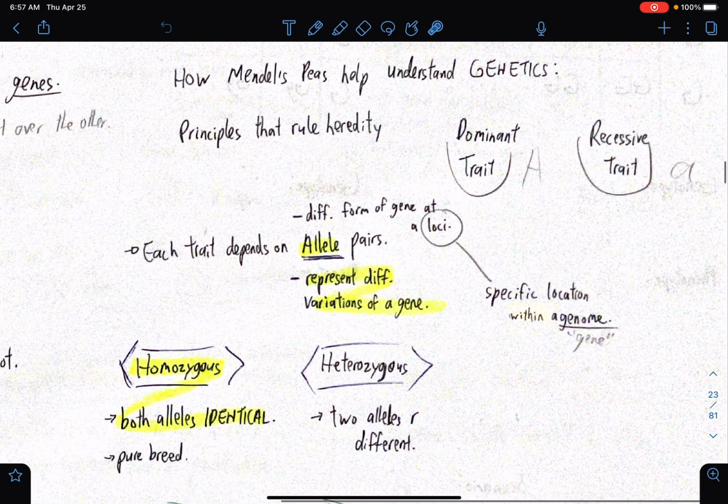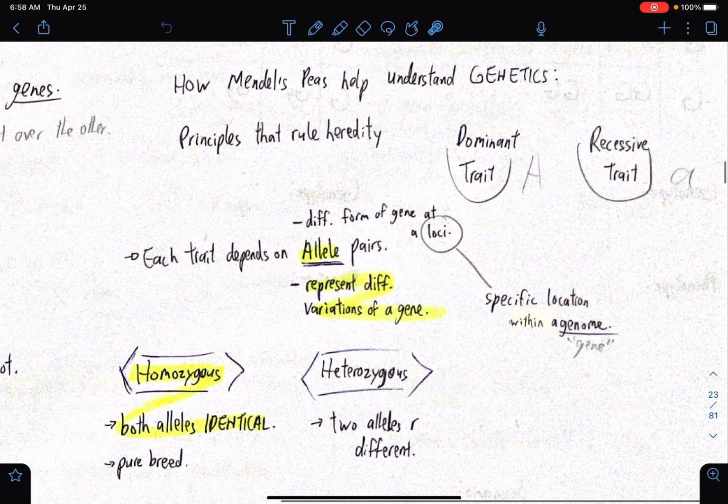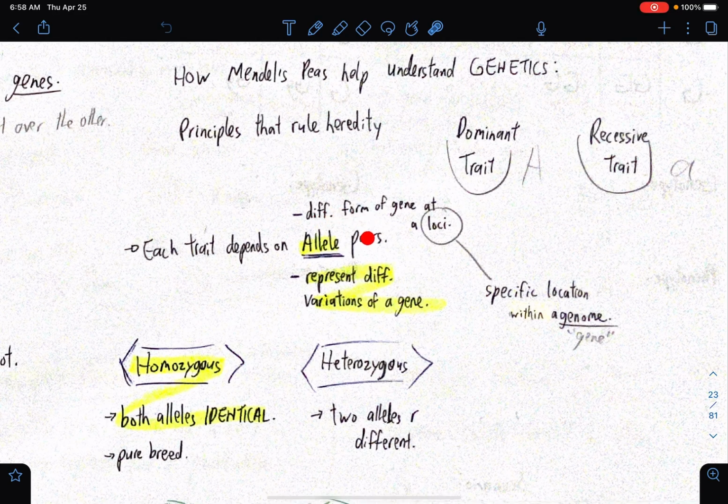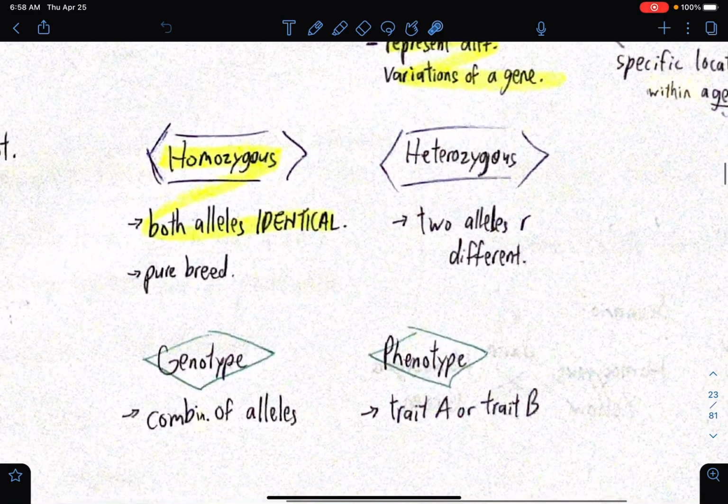And so, how Mendel's peas help us understand genetics. The principles that rule heredity: first, each trait depends on allele pairs. An allele represents different variations of a gene. They're a different form of a gene at a locus. A locus is a specific location within a genome. A genome is basically a gene. Please correct me if I'm wrong in that part.